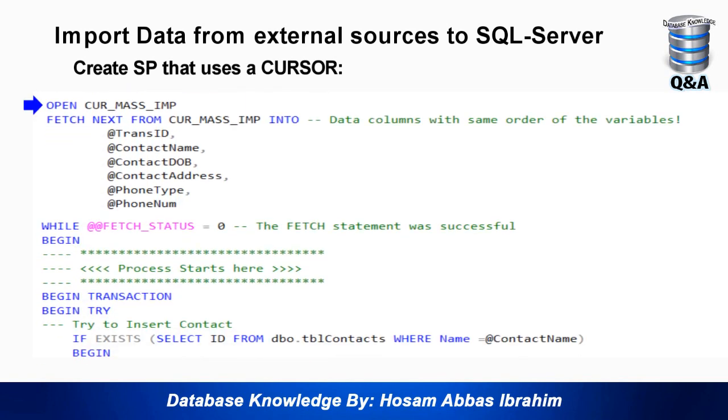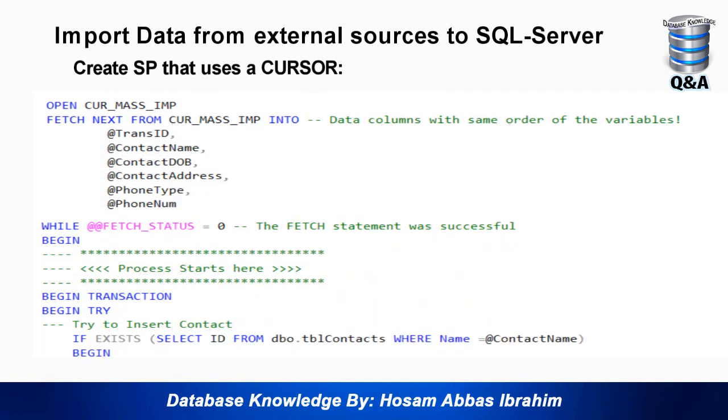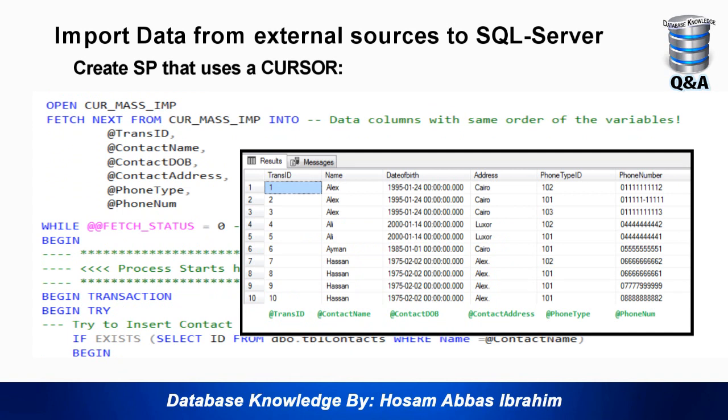Then we open the cursor. Then we fetch the next row from the data set above into my variables. This part is very important. They have to be fetched in the same order. If you look at the select statement in the cursor, it comes with this order: transaction ID, name, date of birth, address, phone type, phone number. And they have to go into my variables in the same order. Do not scramble that. So the cursor will fetch the data set above row by row into these variables.